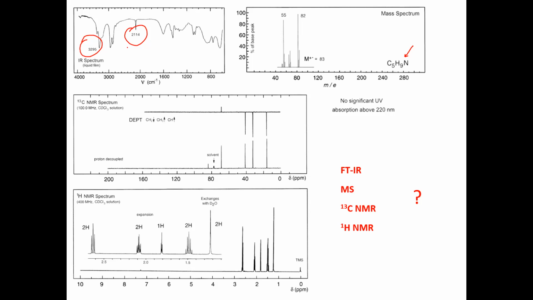Okay, let's go for the carbon. Carbon 13: solvent, a quaternary peak that disappears, and one, two, and three different methylene groups. So you have three methylenes in the same molecule, plus one CH that goes up. Maybe the proton NMR will help you.